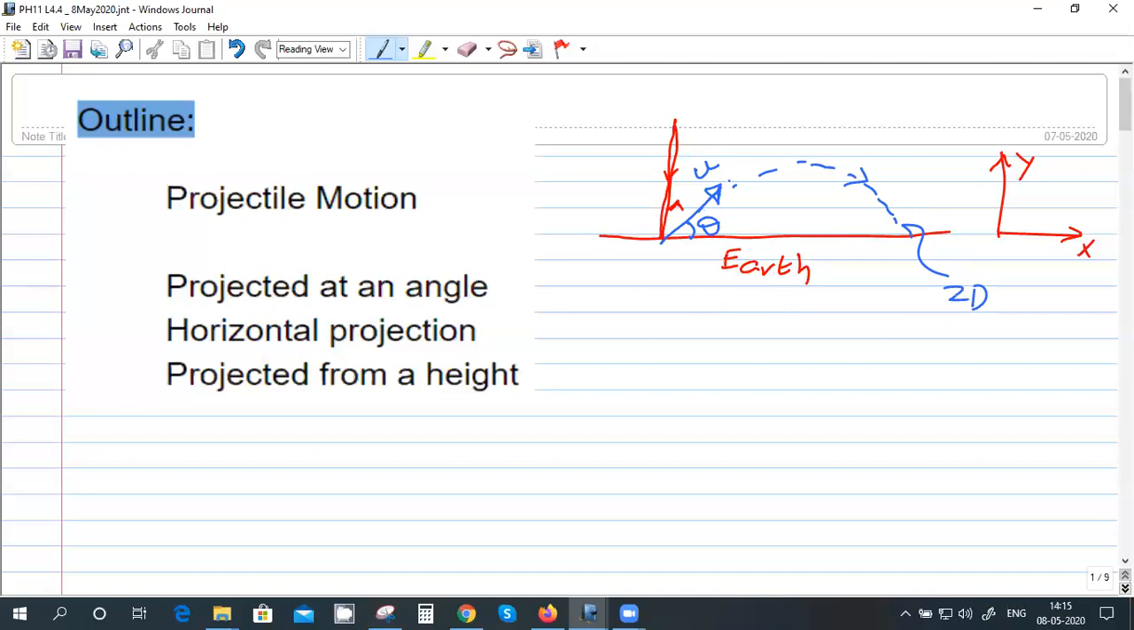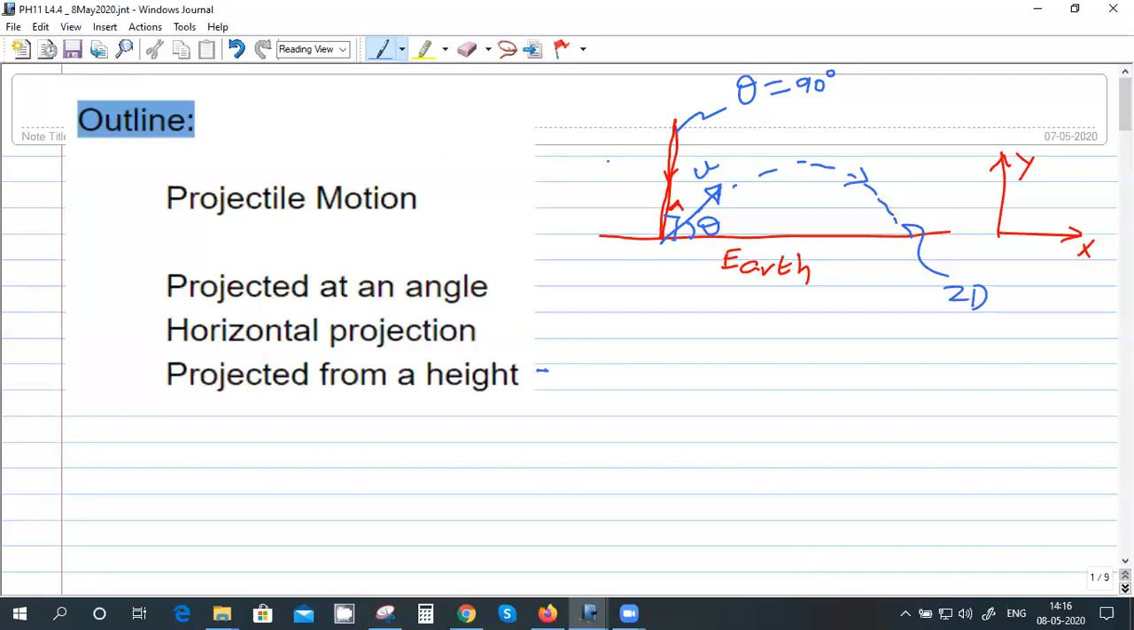So this 2D motion, where the body is being projected with a velocity which makes an angle theta, is called projectile motion. Theta is the initial velocity angle with the horizontal. So because of vertically moving upwards, what is theta? This angle is 90 degrees.